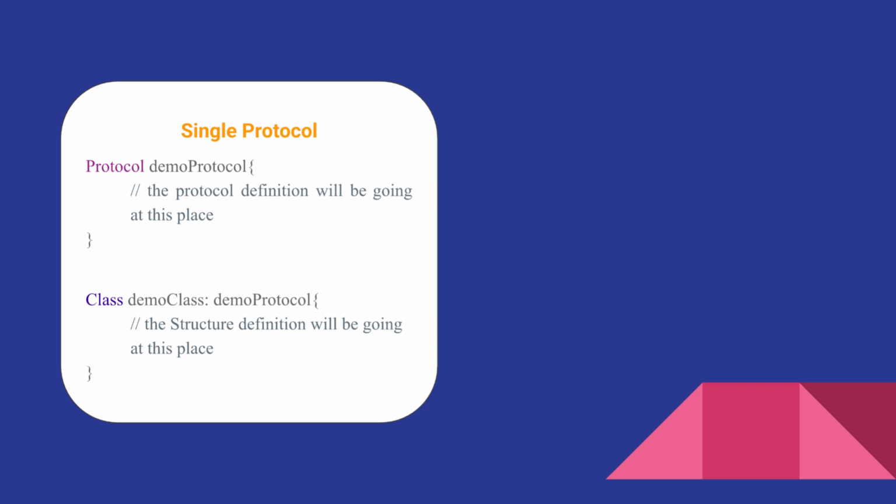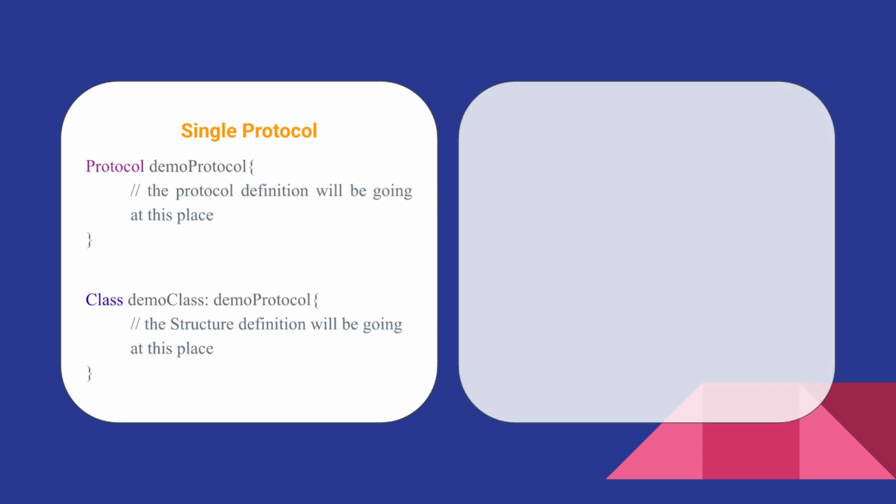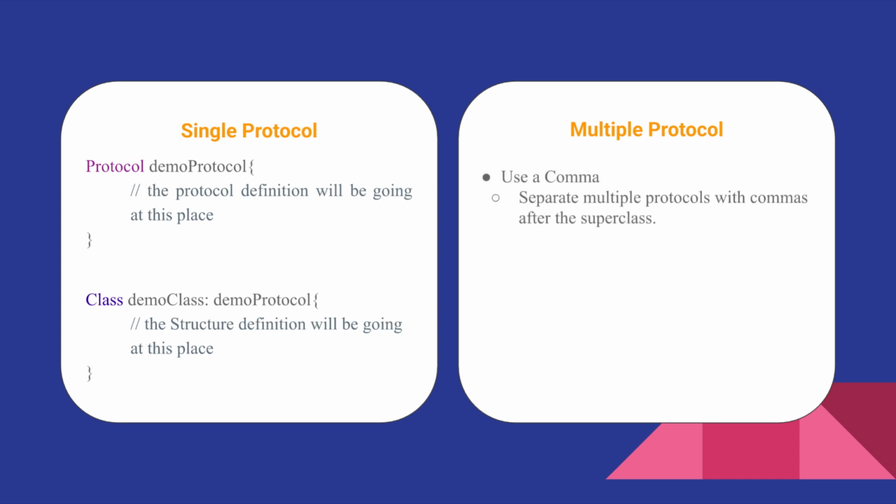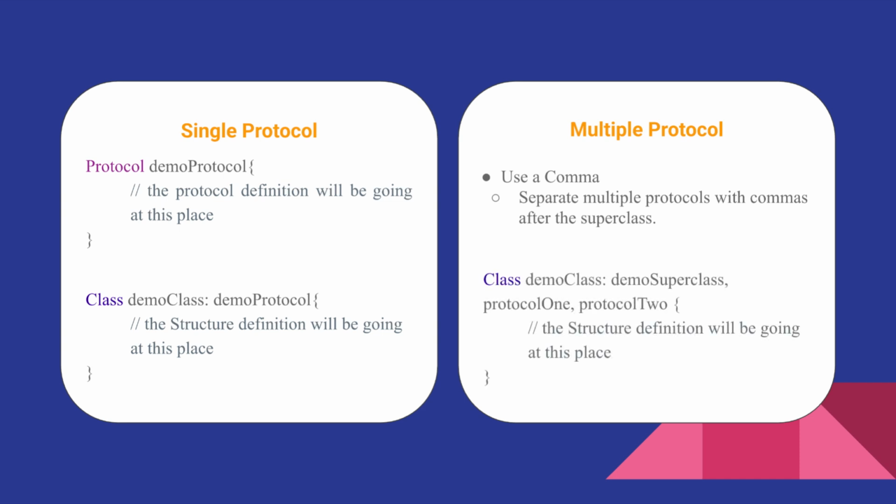But what happens when your data layer requires behavior from multiple blueprints? Look at the right column for multiple protocols. Swift makes this incredibly simple. You just use a comma. If your class inherits from a parent superclass, you always list the superclass first, place a comma, and then list as many protocols as you need, separated by commas. This showcases the true power of protocol-oriented programming, allowing you to compose flexible behaviors without being restricted to single inheritance.